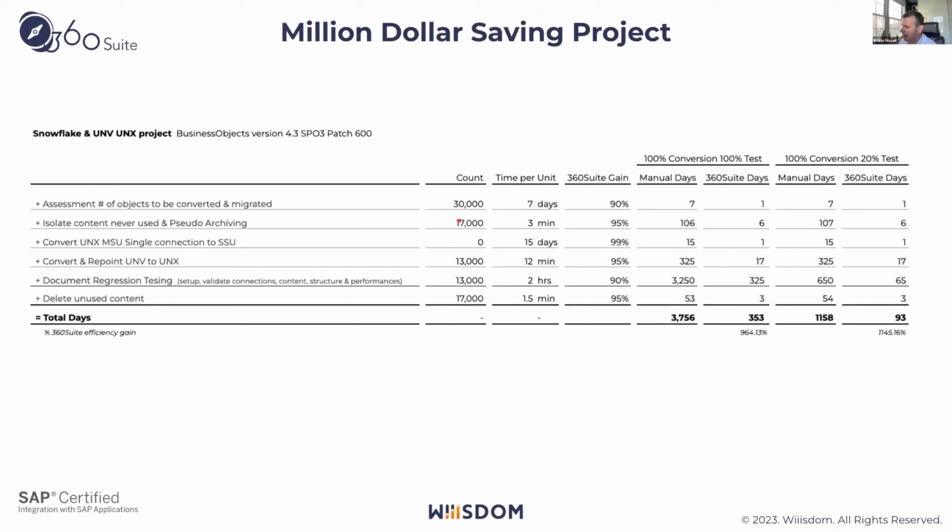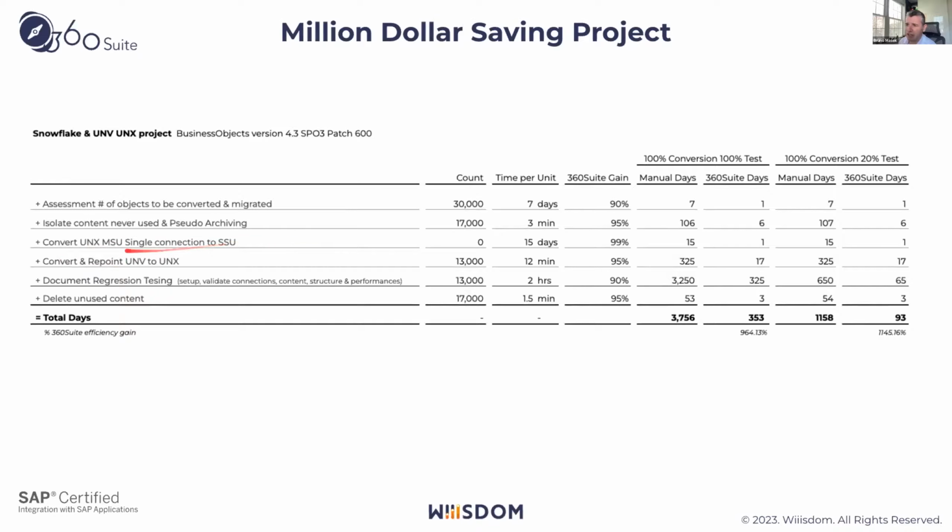After that, out of his 30,000 objects, he found out that he had 17,000 objects that were not used, so the customer was not going to convert them. Here we've done a pseudo archive, so we've hidden these objects from the users. Normally, if you do this by hand, it's about 100 days ballpark. With us, we say it's 6 days, but it's actually a lot less because it's all in bulk. It's difficult to say it's going to be more than 95% saving. It's already huge.